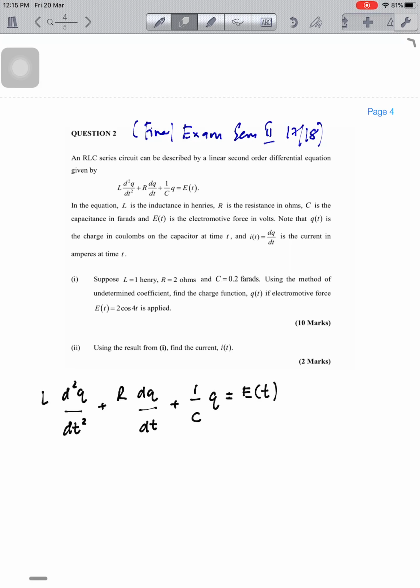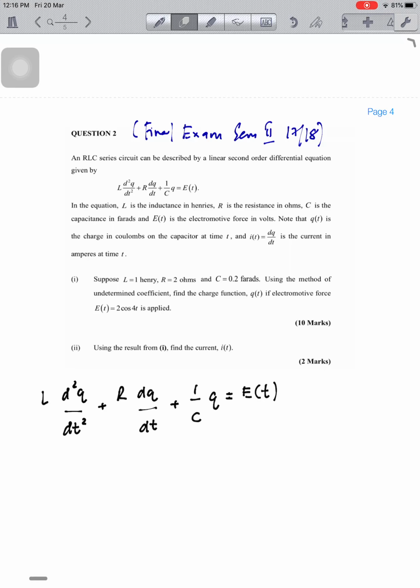An RLC series circuit can be described by a linear second order differential equation, given by this particular equation right here. In the equation, L is the inductance in henries, R is the resistance in ohms, C is the capacitance in farads, and E(t) is the electromotive force in volts. Note that Q(t) is the charge in coulombs on the capacitor at time t, and I(t) equals the derivative dq over dt, which is the current in amperes at time t.